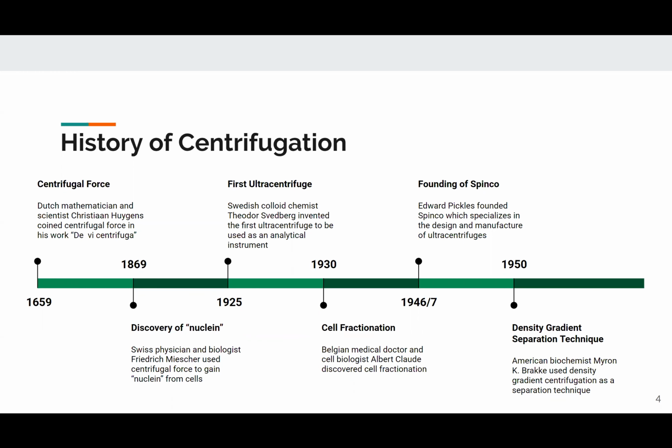Matthew Meselson took advantage of density gradient centrifugation as a separation technique in 1950. Since this time, there have been various advancements in the technology of centrifuges, such as microprocessor-controlled centrifuges, floor centrifuges for large-scale production, and automatic imbalance detection, among many more.